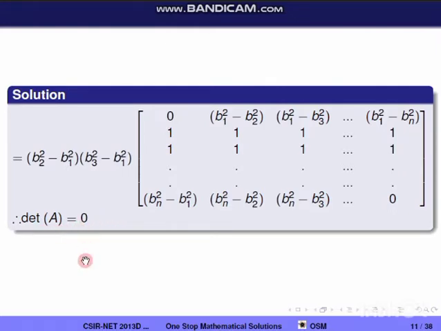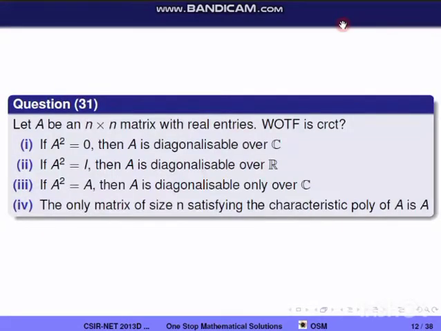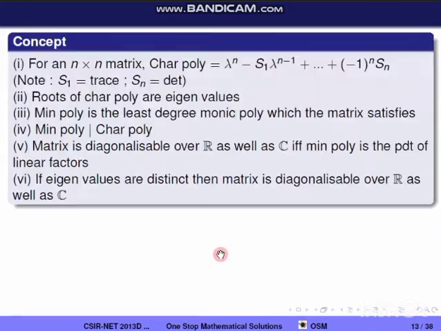So we will check the correct option. So the correct option is the third one. Next question, question 31. Let A be an n cross n matrix with real entries. Which of the following is correct? So we are given a matrix A here. We have to find which of the options is correct. So we will look into the concepts used.